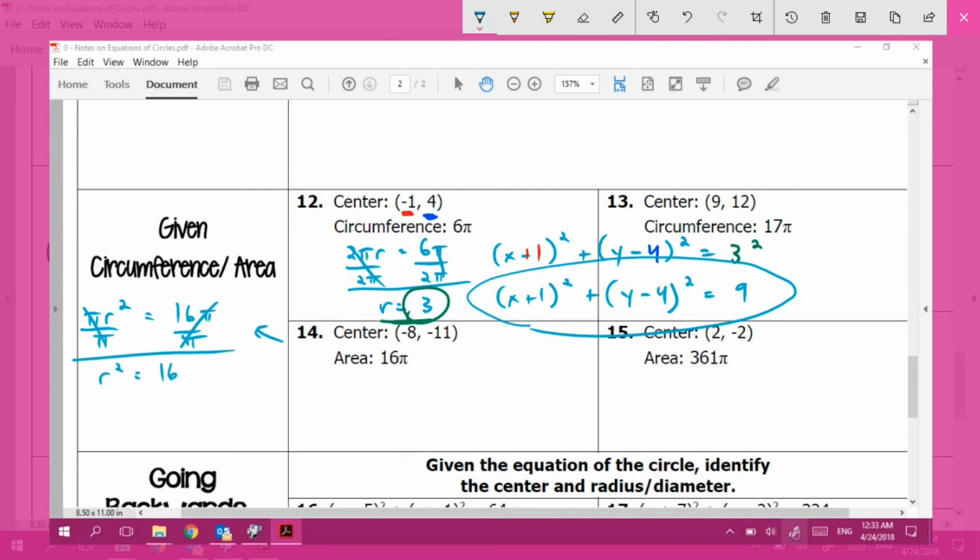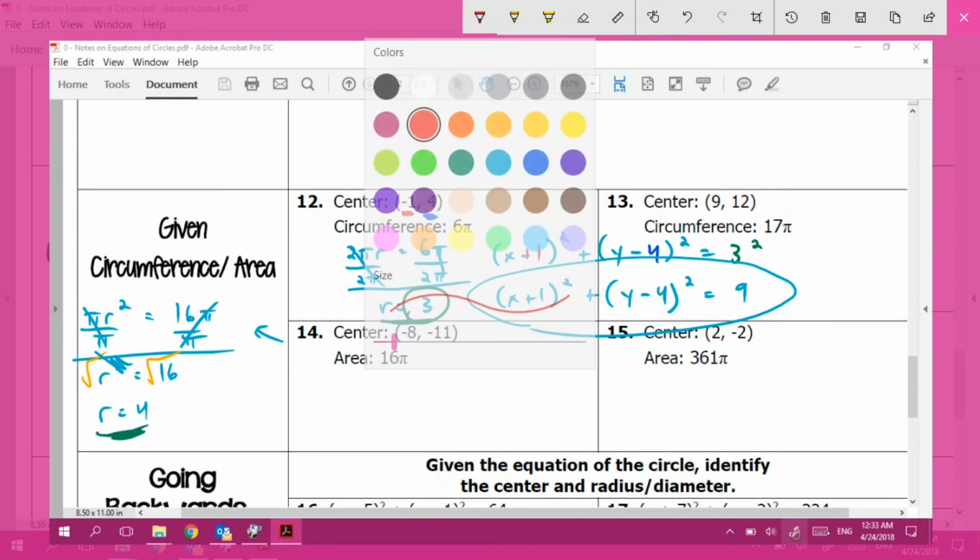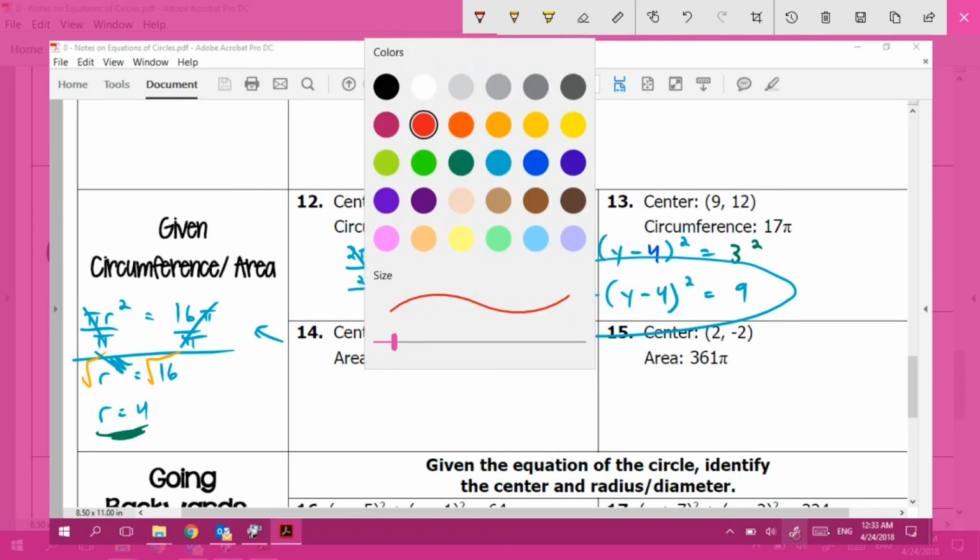Now to get r by itself, I'm going to take the square root from both sides. Square root, and that's going to get rid of this squared over here. So it's r equals the square root of 16, which is 4. So I found that r equals 4. Now I'm ready to find my equation.